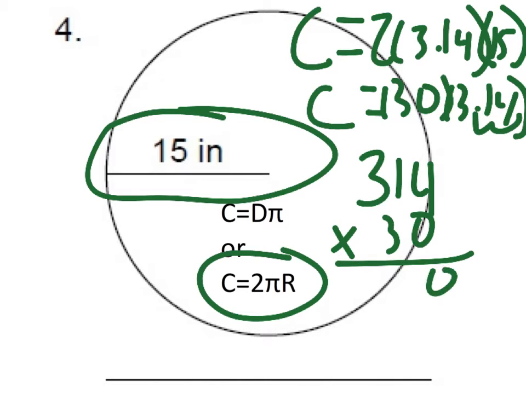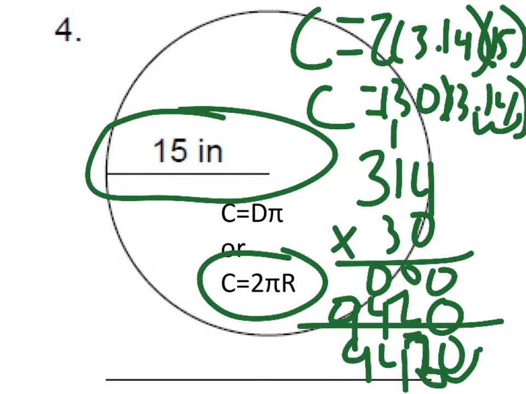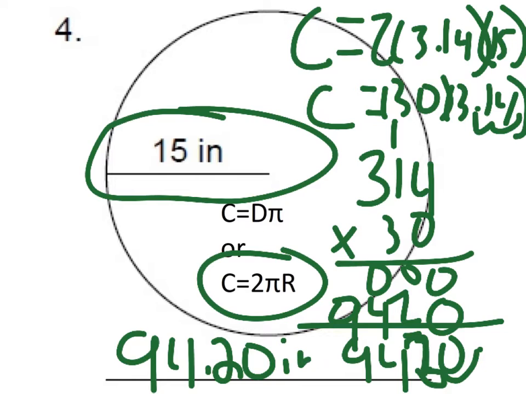0 times 4 is 0, and then they're all 0, so 0, 0. Drop the 0 down because we're in the 10 spot now. 4 times 3 is 12. 2, carry the 1. 3 times 1 is 3, plus 1 is 4, and then 3 times 3 is 9. And it gives us a nice 9420, and we're going to move the decimal twice to the left. So 94.20 inches. That is the circumference.